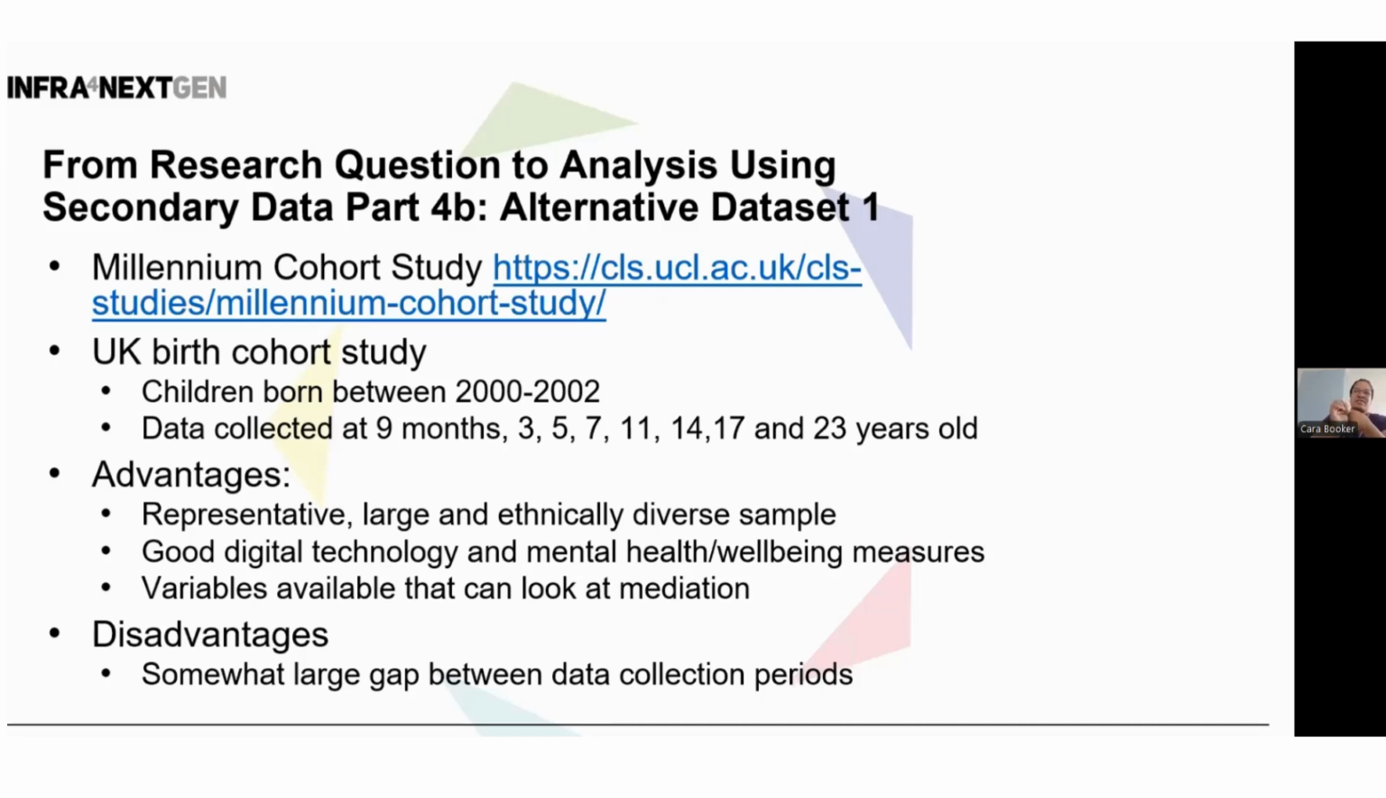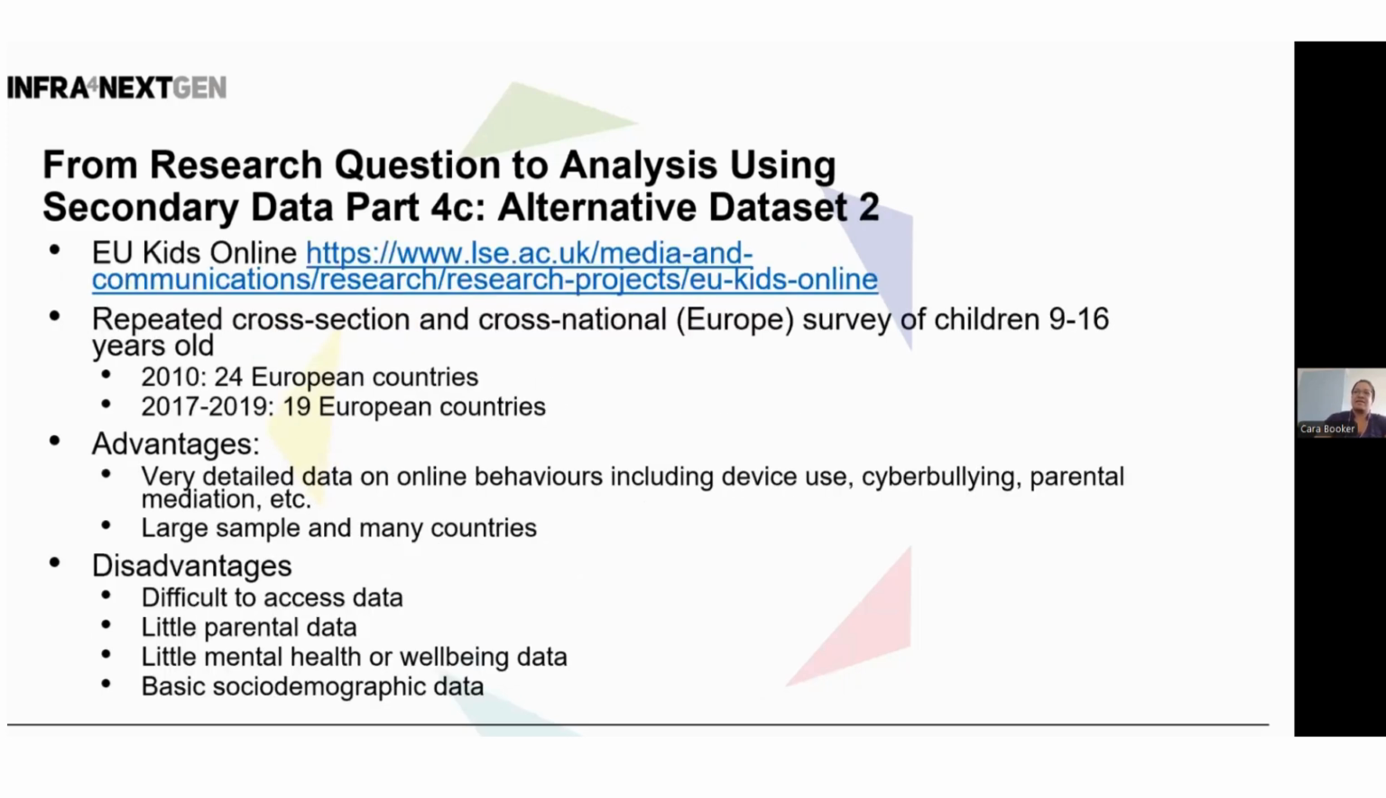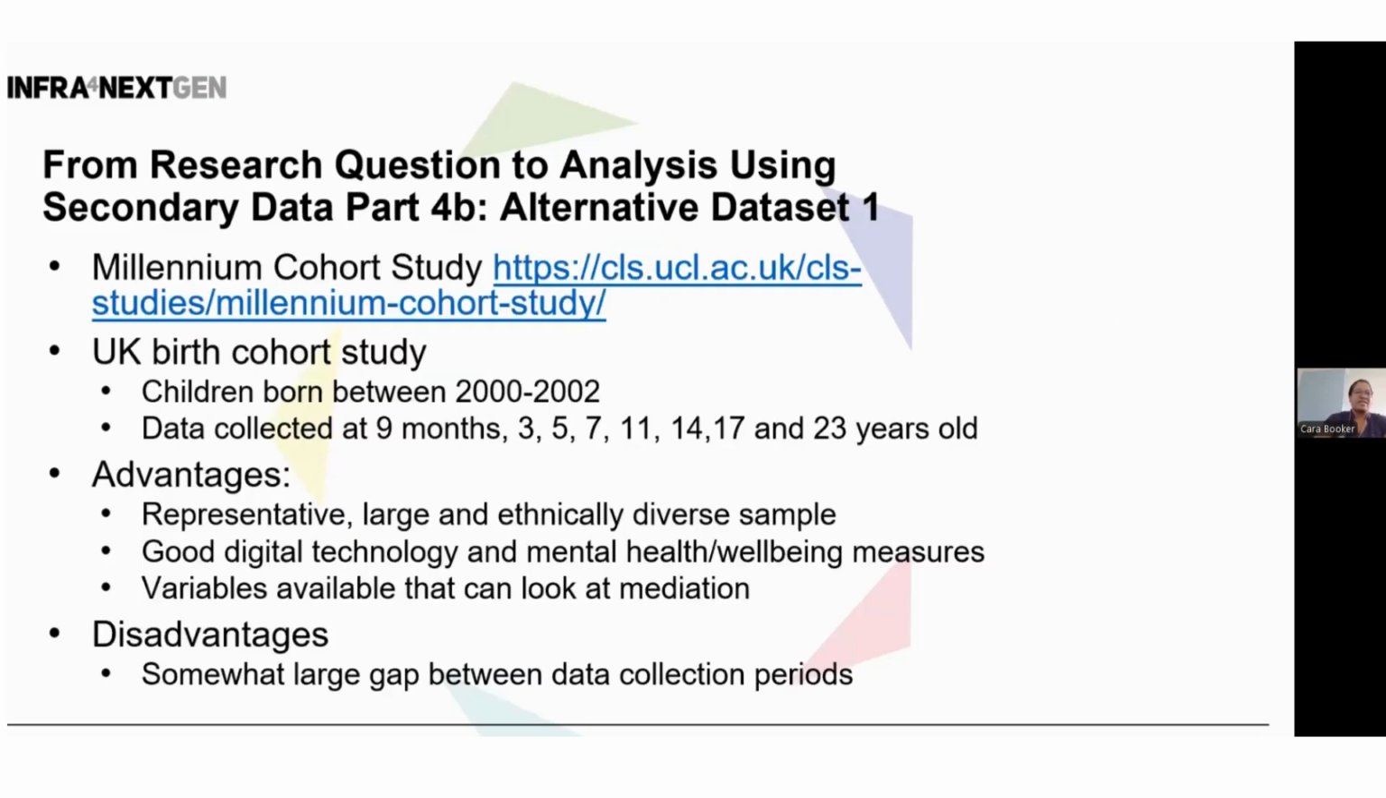There are alternative data sets that I thought about also using. There's the Millennium Cohort, so that's a UK birth cohort. And here you can see that the data hasn't been collected as often. One of the advantages of this data set is that it's large. It has a large ethnic minority sample. It has good digital technology and mental health measures, the variables that can look at mediation. But as I just mentioned, there's somewhat of a large gap between data collection periods. So if you think that it's important to look at, say, what's going on in more detail in teenage years because of the developmental questions you might have, this might not be the best.